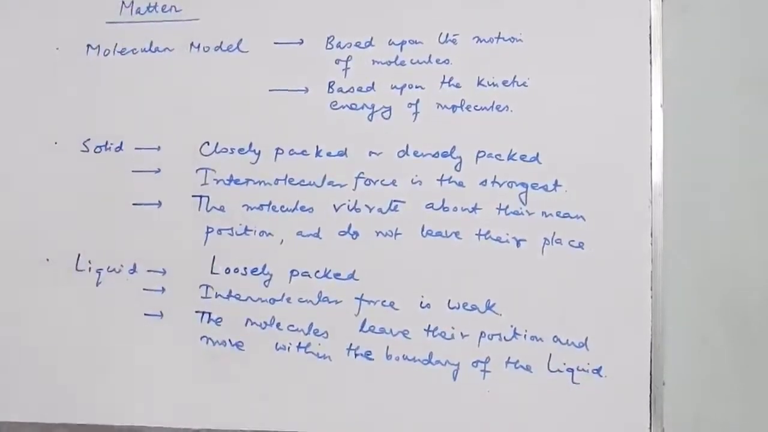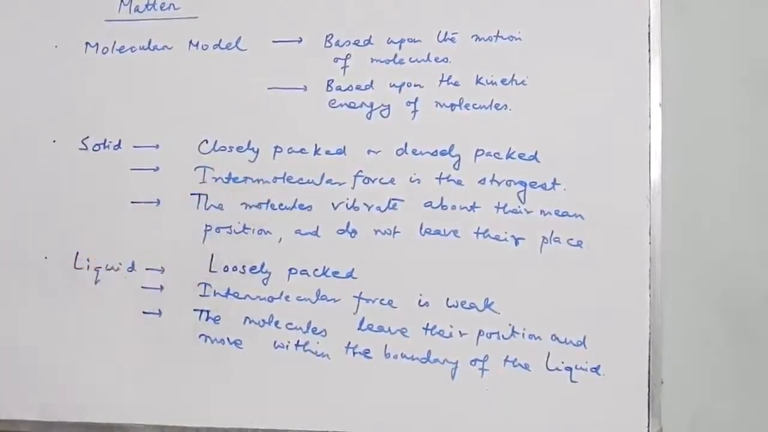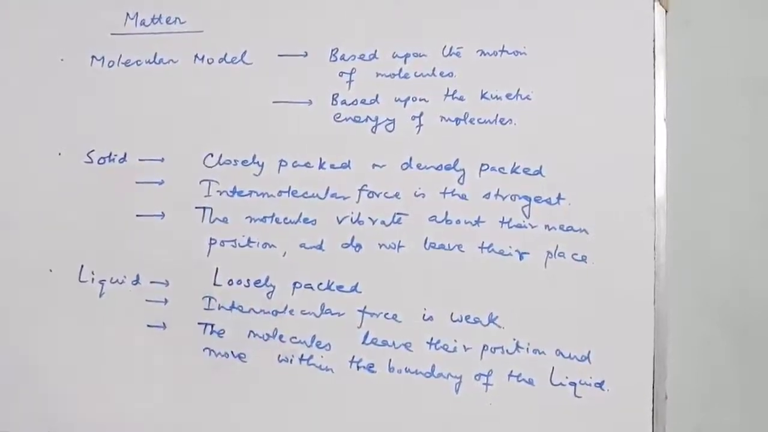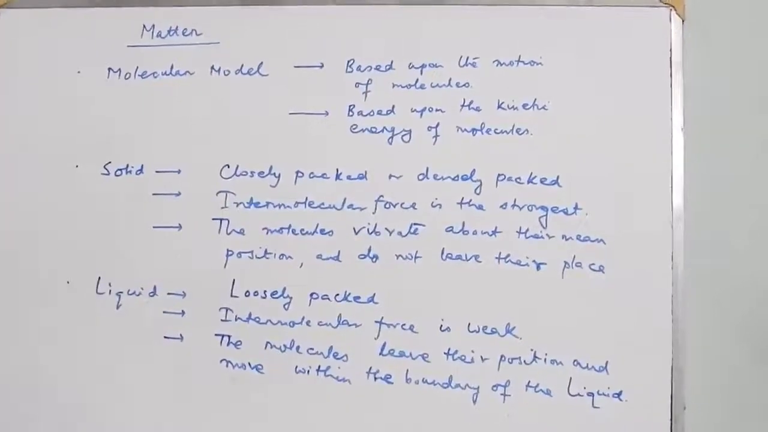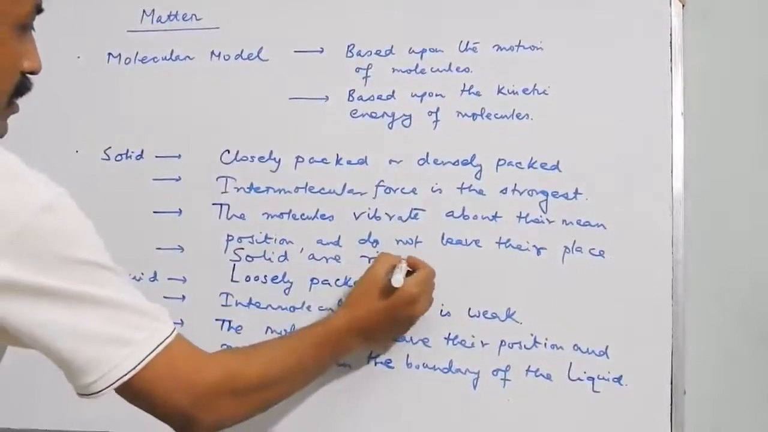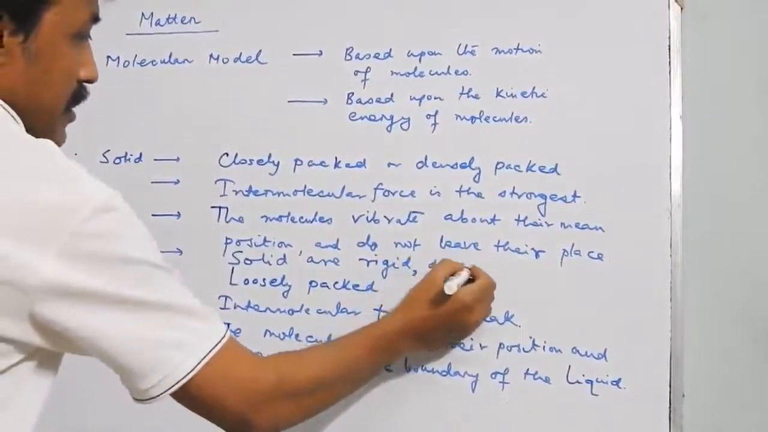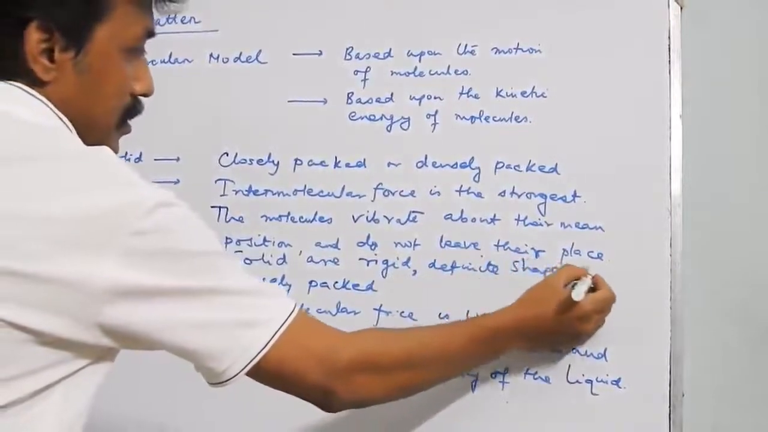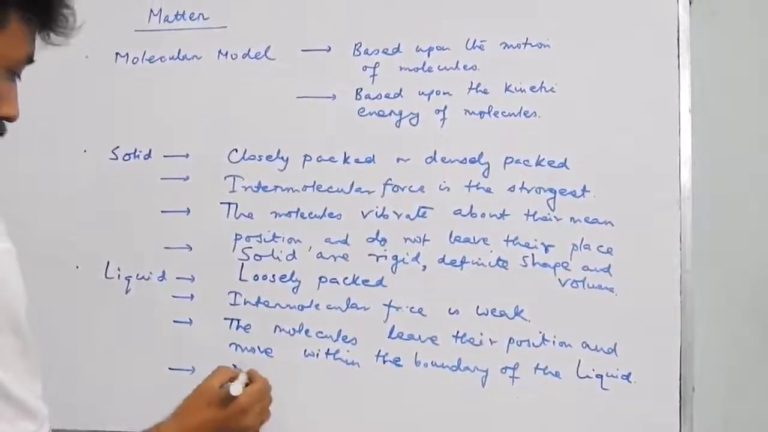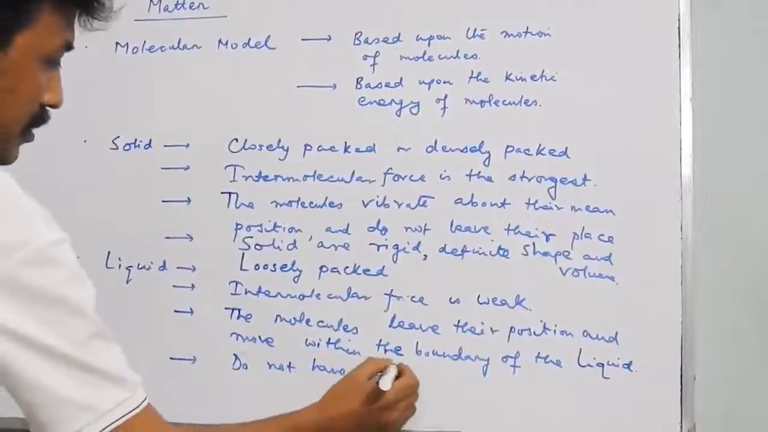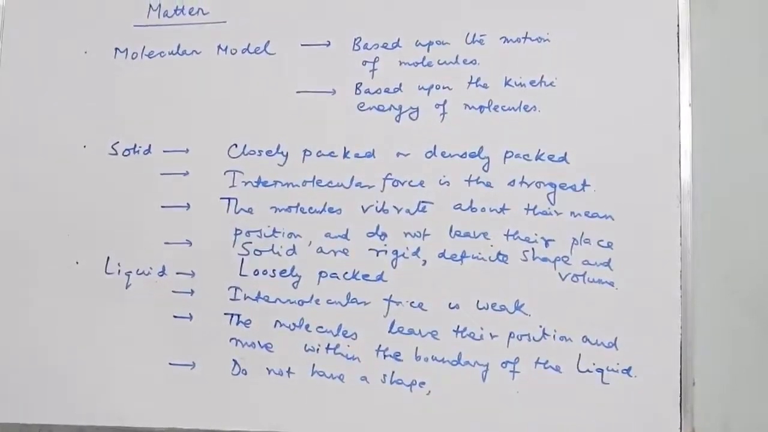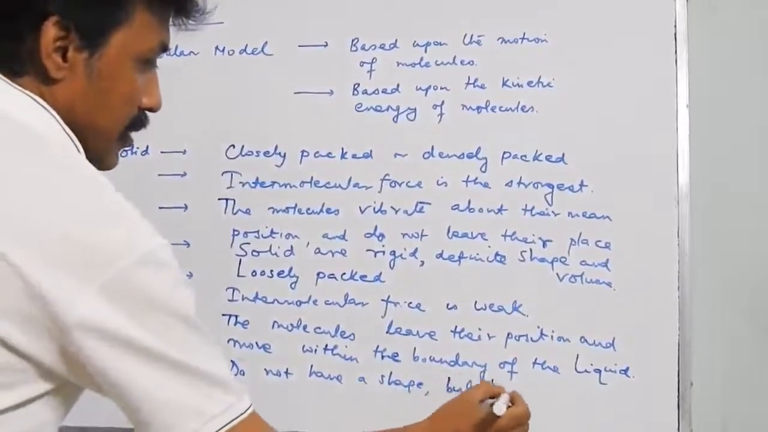And definitely, if you compare, the intermolecular space is least and the intermolecular force is strongest in the case of solids. As compared to solids, the intermolecular space is slightly more in liquids and the intermolecular force is weak. On the basis of this molecular model, we can realize that solids are more or less rigid. Solids are rigid, that means they have a definite shape and volume. Whereas liquids do not have a shape, but they have a definite volume, and they generally occupy the volume that they are capable of when they are kept in a container.